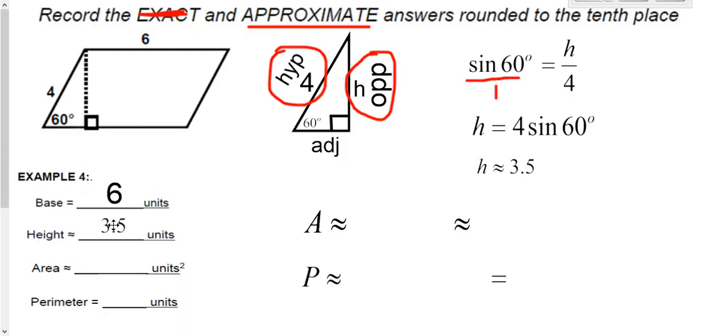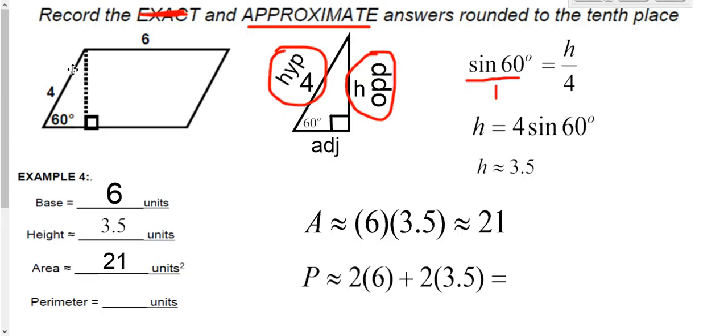So now we have our base and our height. We're ready to multiply them. Area, base times the height, which comes out to 21 approximately because we rounded. And then the perimeter, this side is 6, 2 times 6, this side is 4.